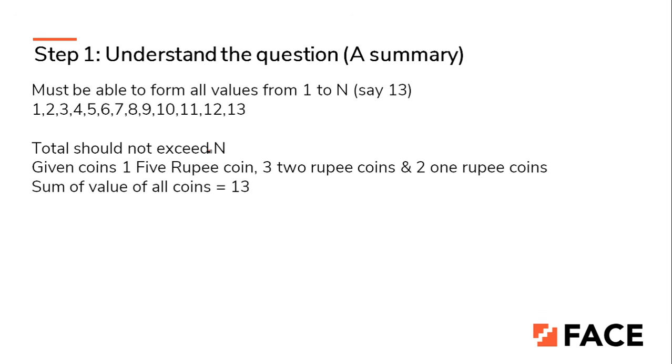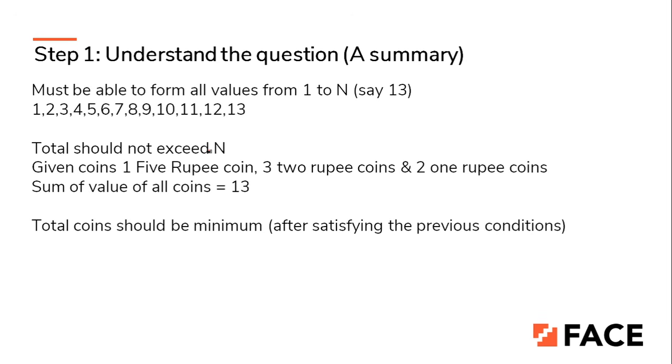One, you should be able to form all values from 1 to 13. And second, the given value should not exceed the total value. That is the sum of all the coins. Whatever value of the coins I have, if I add it, it should not exceed the given number. That is 13 in this case.